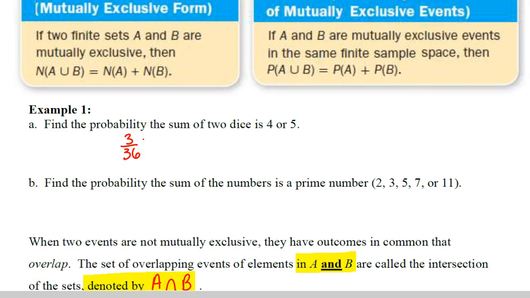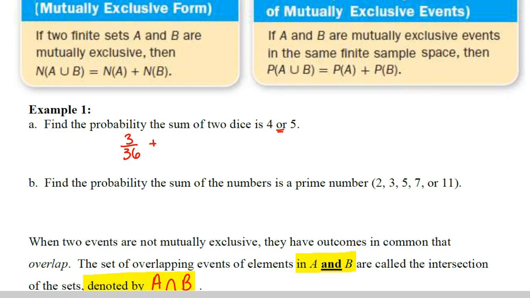Now you notice I didn't reduce that. The reason why is because we have the word "or." So we want to find the probability next of having a sum of 5. So we're going to add this probability to another one. So it's best if we keep our fractions unreduced, so that way they have a common denominator so we can add them together.